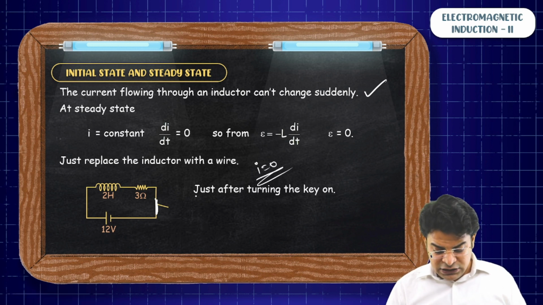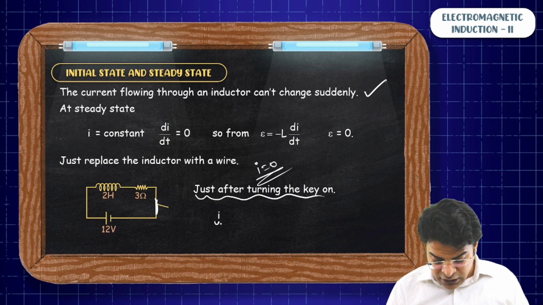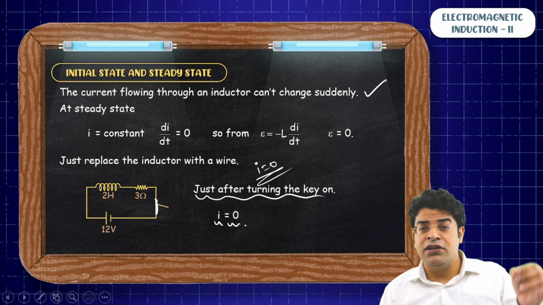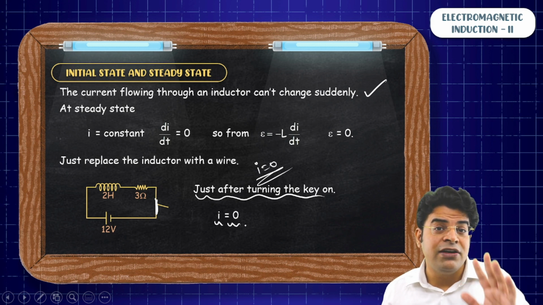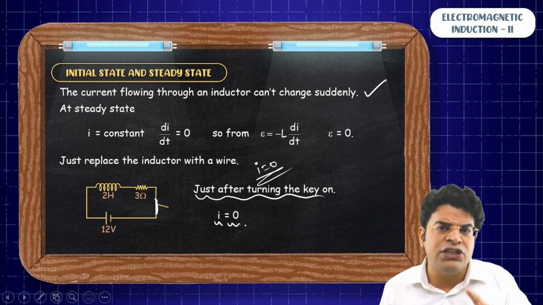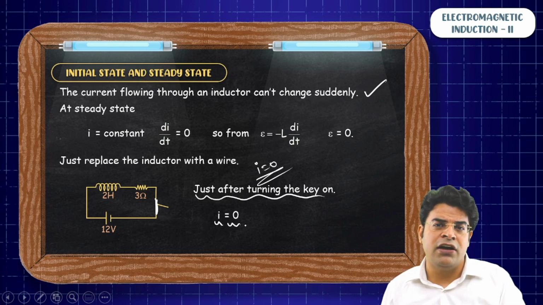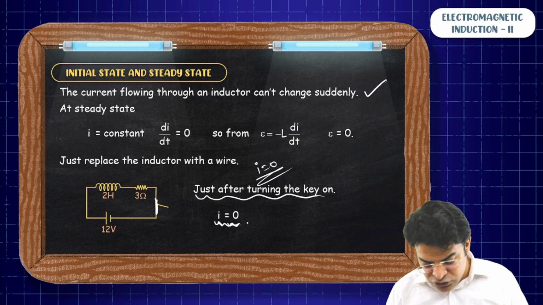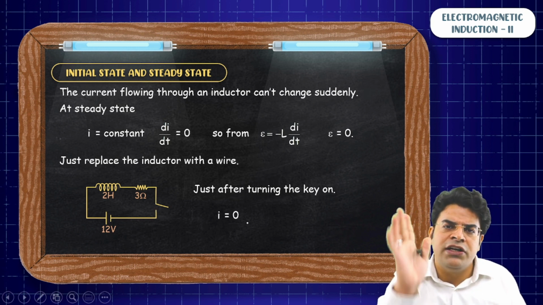So you will say that just after turning the key on, the current in the circuit is 0, because just before turning the key on, the current in the circuit was 0, and the current in the inductor can't change suddenly. To have a sudden change in the current flowing through the inductor, the amount of EMF required will be infinite. So at time equals 0, just after turning the key on, the current in the circuit is 0.